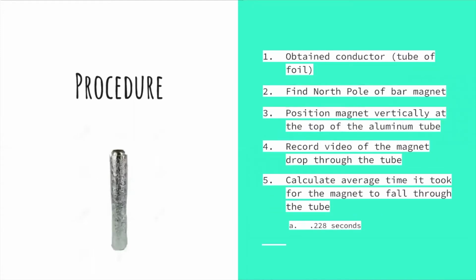For our procedure, we were to obtain a conductor. In this case, it was the tube of aluminum foil. Then we were to find the north pole of our bar magnet and position it at the top of the aluminum tube, and then record a video of our magnet dropping through this tube, and find the average time it took to fall through the tube. In this case, mine was 0.228 seconds, so it was very fast.